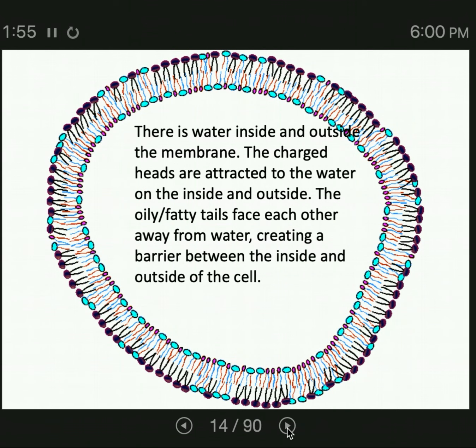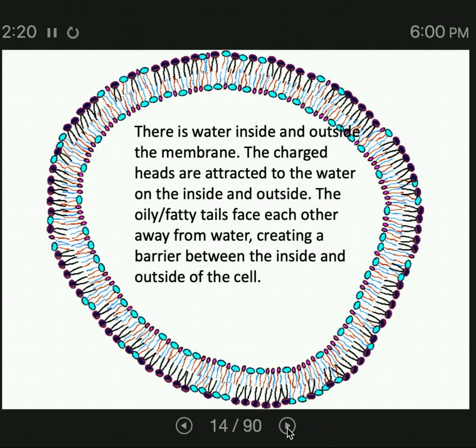Right, so there is water inside and outside the cell membrane. The charged phosphate heads on each phospholipid are attracted to the water on the outside of the cell and on the inside of the cell. And then those oily fatty acid tails face each other away from the water, creating a barrier between the inside and the outside of the cell.